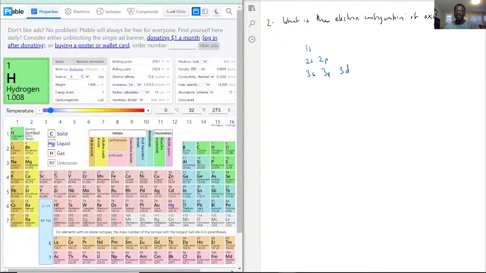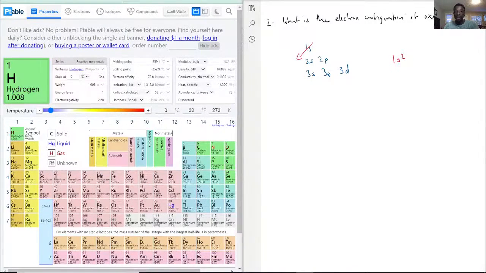So hydrogen would be 1s1, okay? The s subshell can only take 2 electrons. So hydrogen would be the first element that has 1 electron, and helium would be 1s2. Okay, so we've crossed over the hydrogen and helium. So we know that now for oxygen, it has at least 1s2. So now let's go down to the next row.